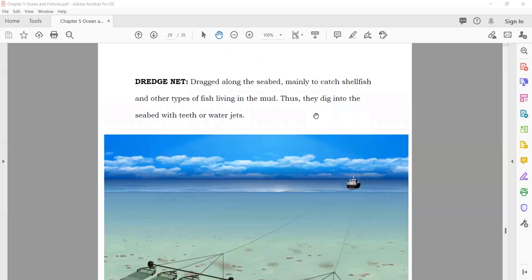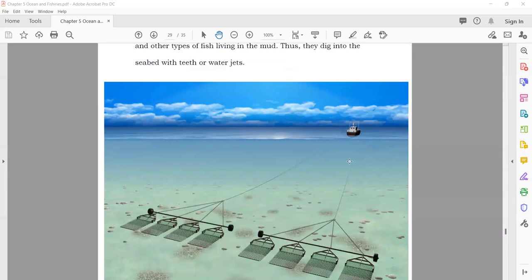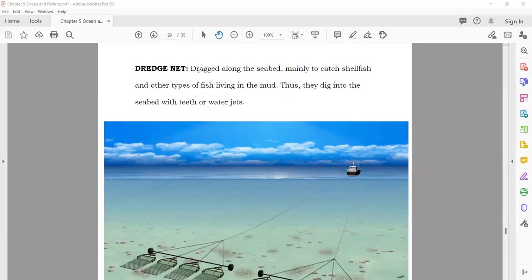After that, you have the dredge net. Dredge net, you can see here. These nets are on the floor and they have a long rod and wheels. These wheels move on the seabed and pull these nets. This is also not good because it will disturb the seabed. It is dragged along the seabed mainly to catch shellfish and other types of fish living in the mud. They dig into the seabed with teeth or water jets. So here it means they are digging the mud, because they need the shellfish or other fish which live in the mud. That's fine if they want to take a particular one.